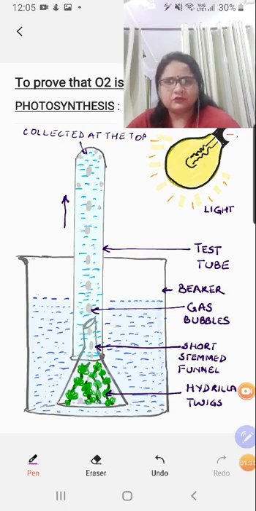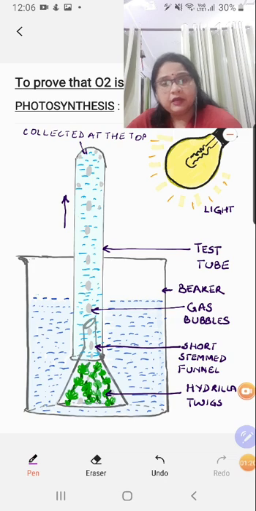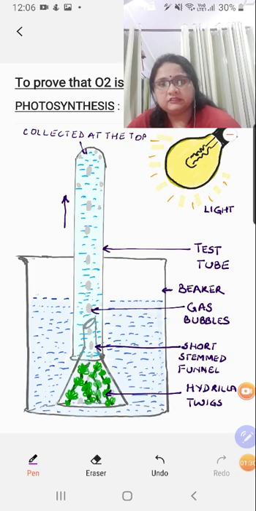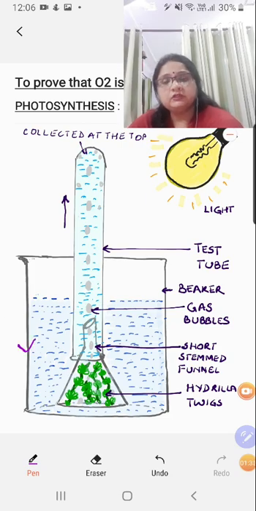For a change, I have drawn it. I could have drawn a sun too, but you should understand that a bulb is equally, I should not say equally efficient, because the intensity is far different, but it is also applicable, right? Then you go with the setup. You are seeing a large beaker which is filled with water. This is the first requirement for the setup.